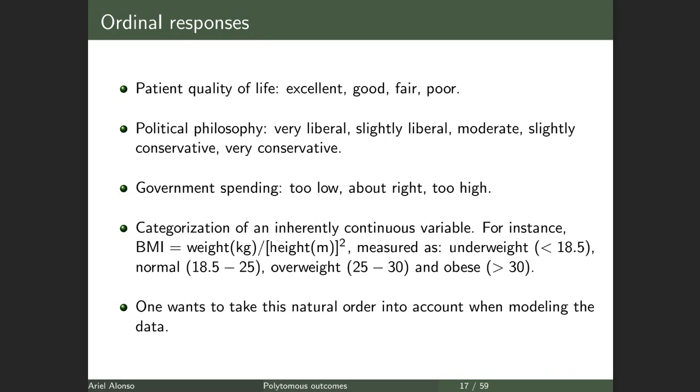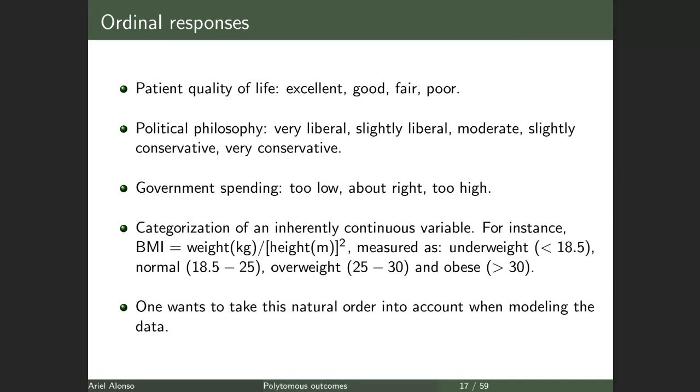If you are studying, for instance, government spending, you may consider, well, too low, about right, too high. And here again, you have a natural order. Any categorization of an inherently continuous variable will become ordinal, right? So if you have a continuous variable and you categorize it using cutoff points, then you will immediately get an ordinal response. For instance, this is something that we do very frequently with BMI, which is your weight in kilograms divided by your height in meters squared.